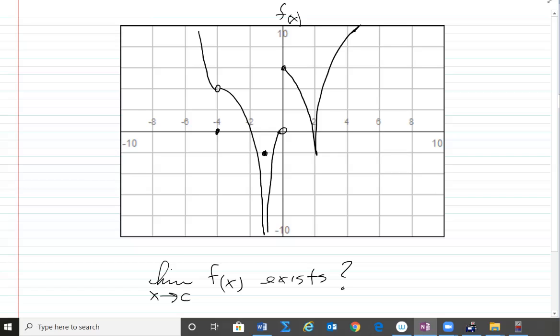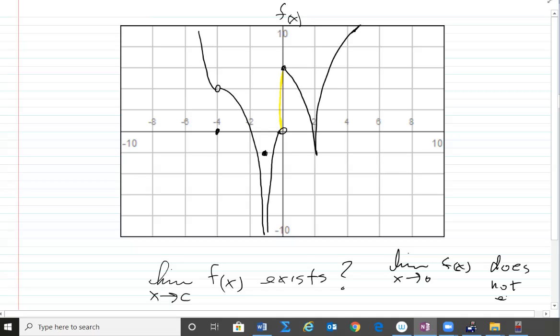it's x equals 0 here, because at x equals 0, you have a break. So this break in here, where it jumps from this point down to this point, for that value of c, in other words, we could state it, the limit as x goes to 0 of f of x does not exist. Okay, because of that jump.